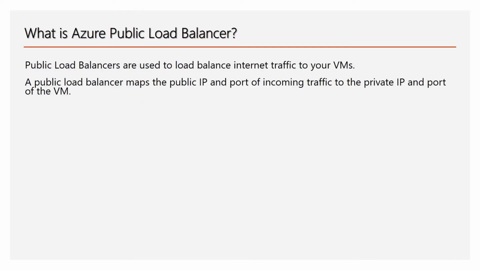What is Azure public load balancer? The answer is public load balancers are used to load balance internet traffic to your VMs. A public load balancer maps the public IP and port of incoming traffic to the private IP and port of the VM.